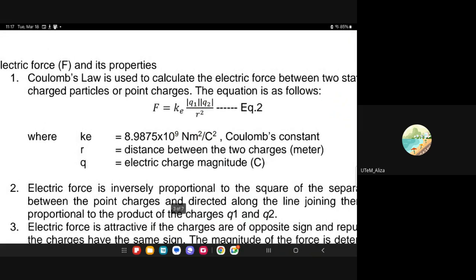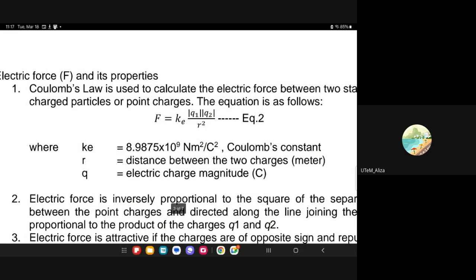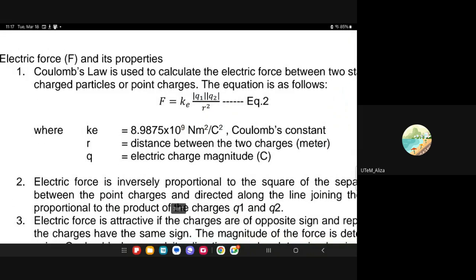And Q is the electric charge. Magnitude means how much the charge value is. One electrical charge carries a charge value, and the unit of that charge value is C, or Coulomb. So you need to identify what the value is.